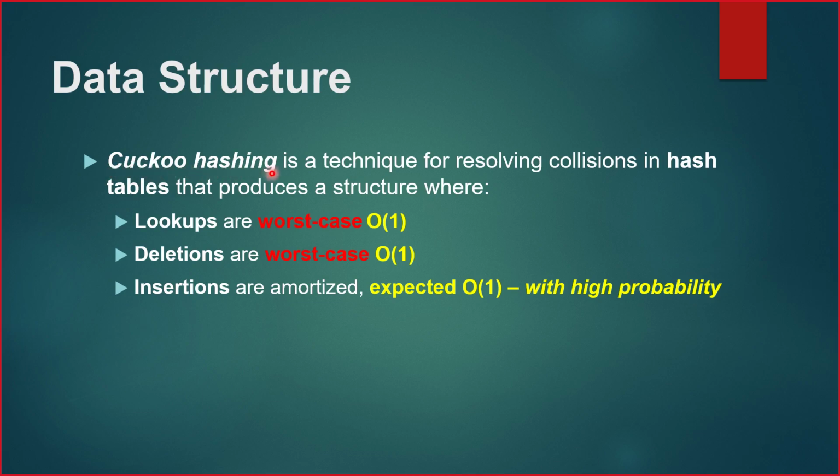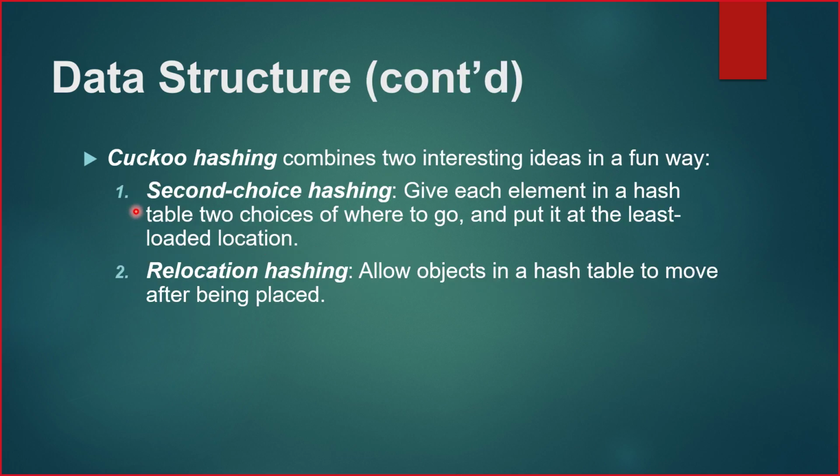Cuckoo hashing is a form of open addressing in which each non-empty cell of a hash table contains a key or a key-value pair. This results in a hash table with the following efficiencies for the three common hash table operations: lookups, deletions, and insertions. The cuckoo hashing structure combines the idea of second choice hashing, a variant of a hash table in which keys are added by hashing with two hash functions, thus giving the key two possible points of insertion in the table. Moreover, cuckoo hashing also houses the notion of relocation hashing.